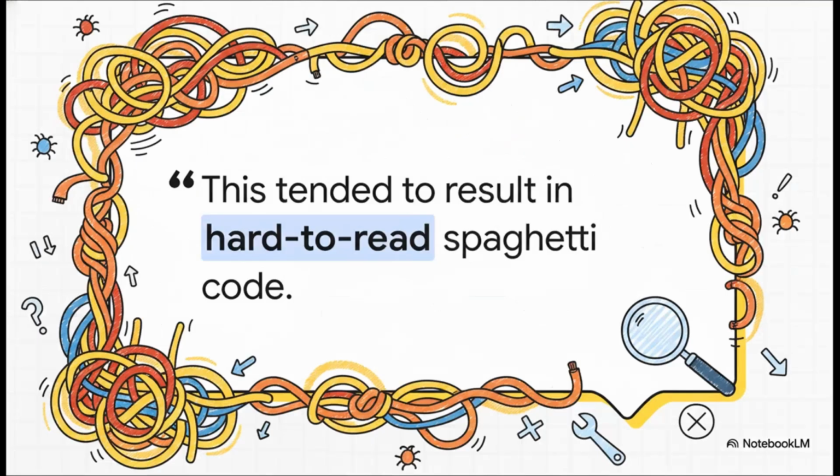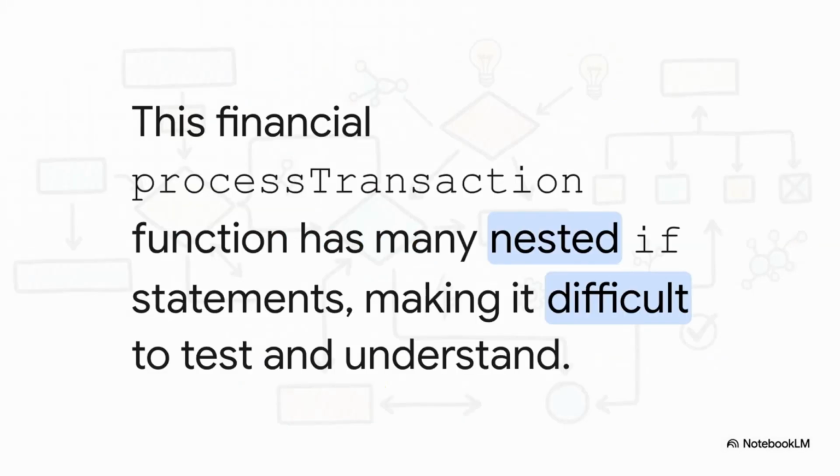Early on, programmers came up with a fantastic name for this kind of tangled, hard-to-follow logic. They called it spaghetti code. And it's a perfect description, right? It's just a messy plate of code where everything is intertwined, and it's a total nightmare to read, debug, or change. And this isn't just some old-school problem.